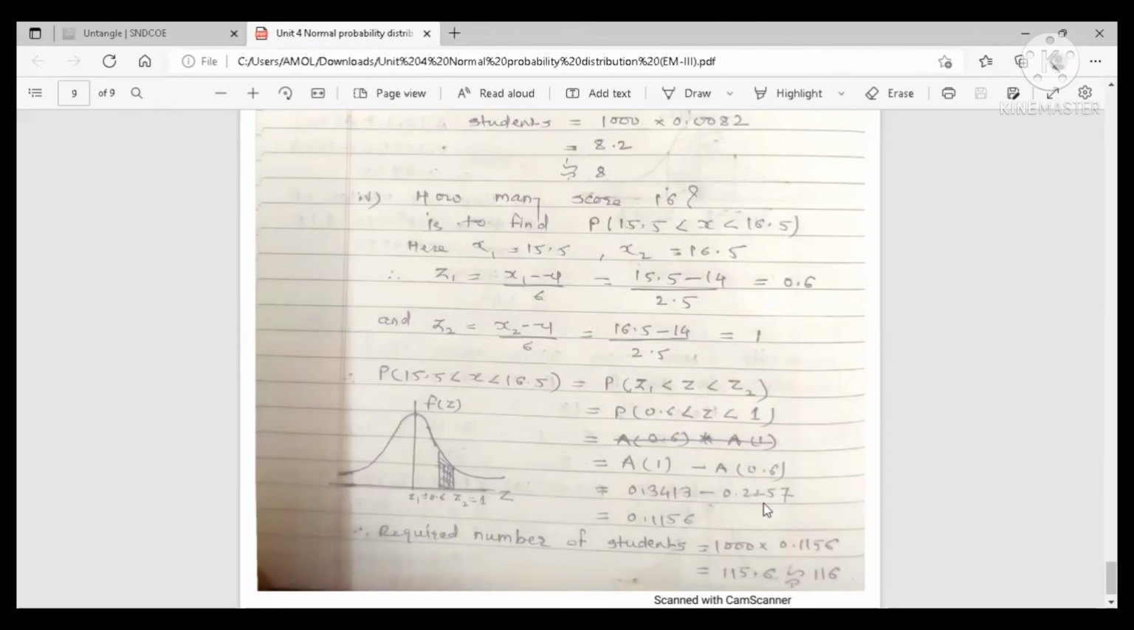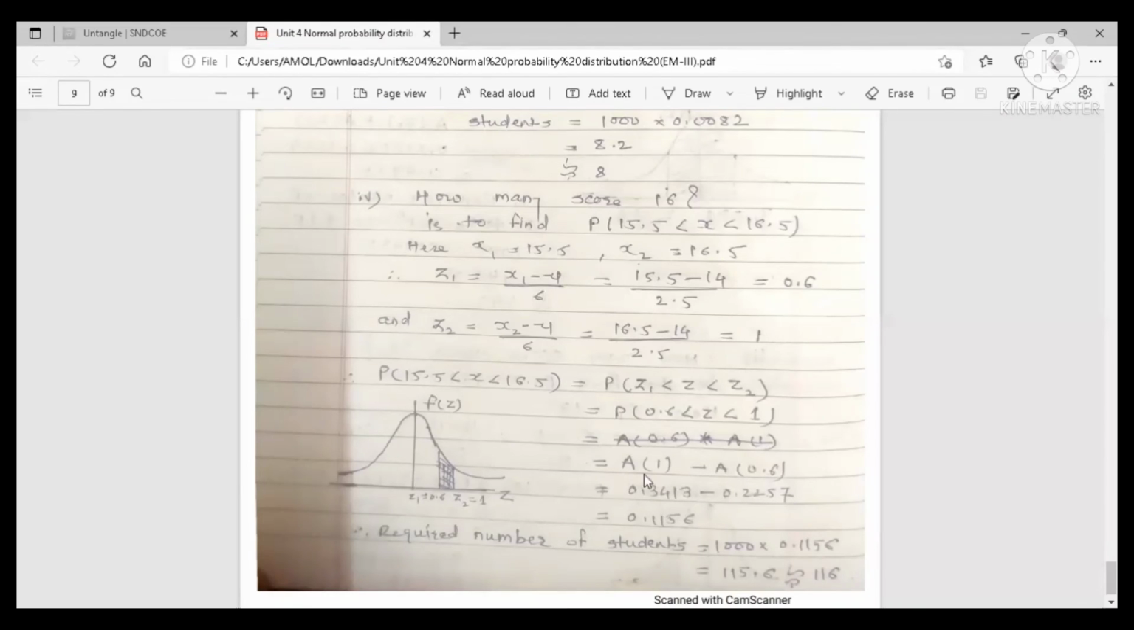From the above three sub questions, you know how to find the area from the normal distribution table. You look at the table, find the area of 1.0 with difference 0, and you will get some value. You subtract 0.5 from that value, and that will be the area of 1. Similarly for the area of 0.6, look at the table, see the area of 0.6 with difference 0, get some value, and subtract 0.5 from that value. Then you will get the area 0.2257.